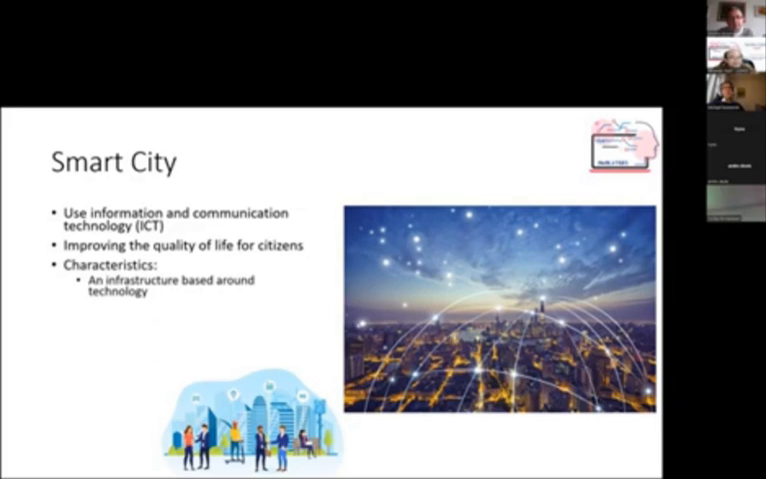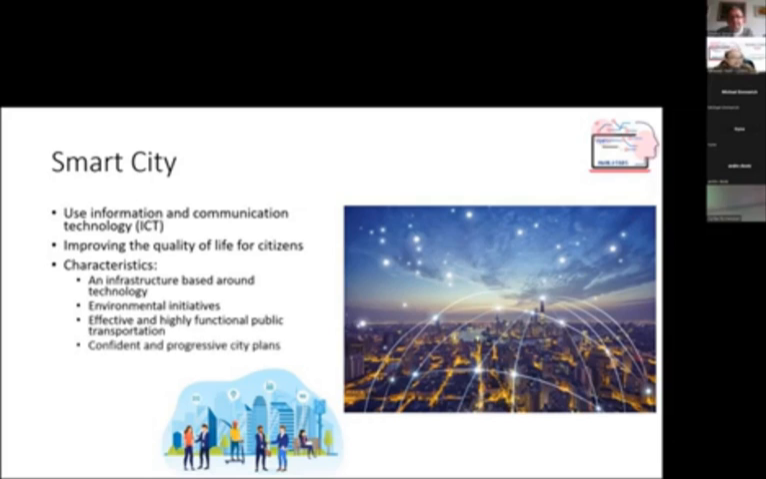A city's smartness is determined using a set of characteristics, including an infrastructure based on technology, environmental initiatives, confident and progressive city plans. People are able to live and work within the city using its resources.